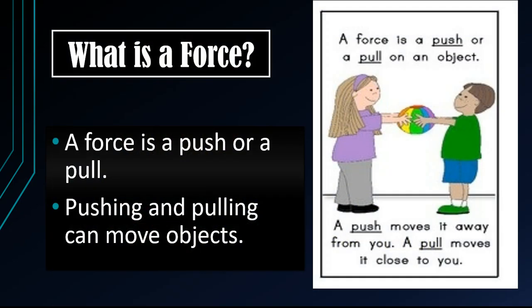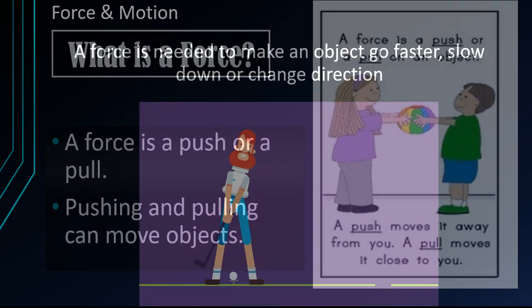Okay, so what is a force? We're going to start with this. A force is a push or a pull on something. Pushing and pulling can move objects. Right here we're seeing a force and we're seeing something move. So we're finding motion, right? A push moves it away from you, a pull moves it close to you. Therefore, in order for something to move, it has to be acted upon by a force, and we can see that happening, or it's actually moving.